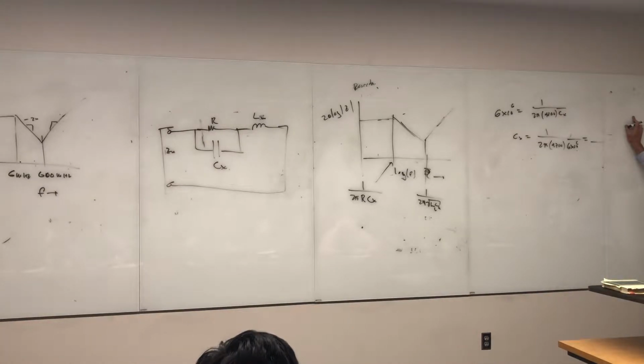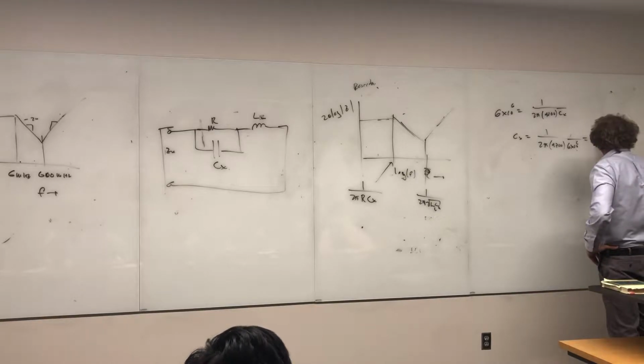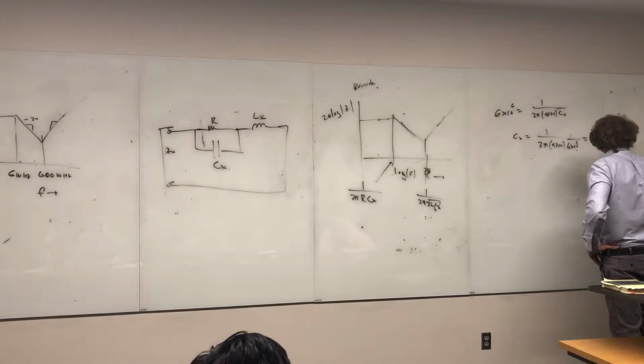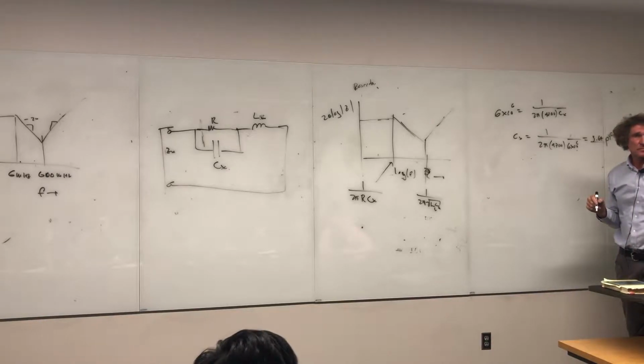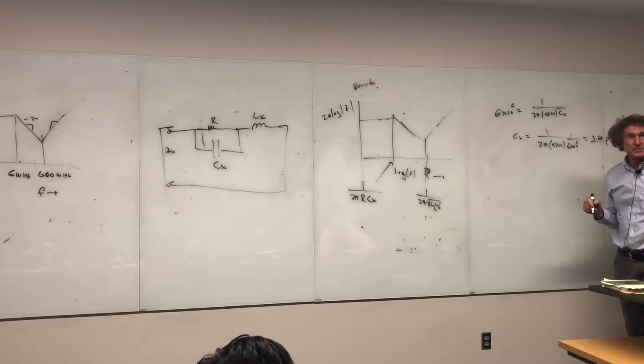Do you all see what I'm doing? This is 2 pi times 4,700 times 6 times 10 to the 6th. Just give me the value. Okay. Now, does he have that? Is that the answer? Yes, it is? All right.